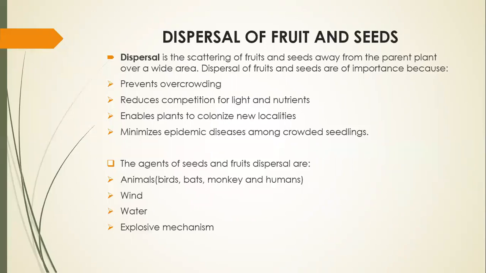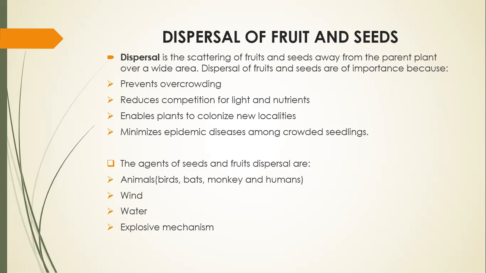Let's say the plant is in area A. Then dispersal has occurred. Then the fruits have been scattered from area A, maybe to area B or area C. Now, as I said, why is this dispersal important? What happens when it occurs? Why does dispersal take place?